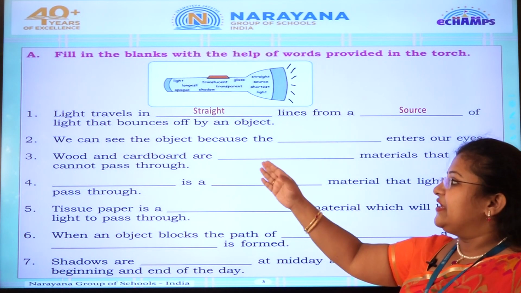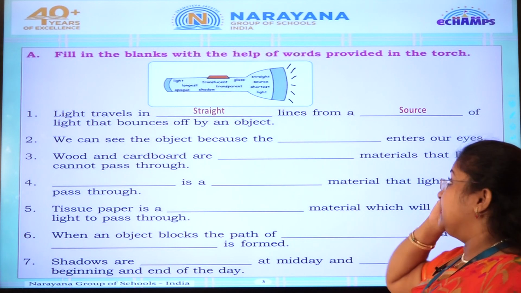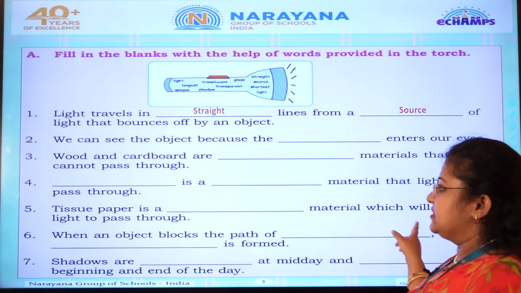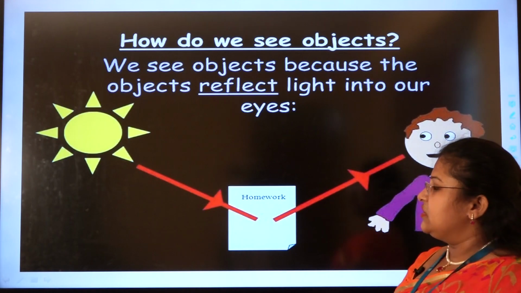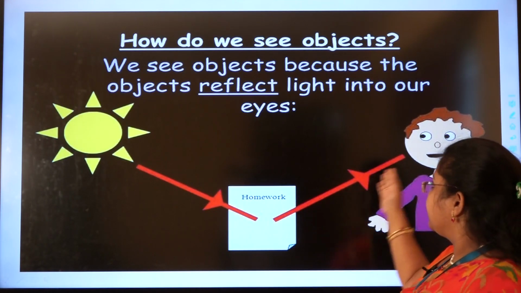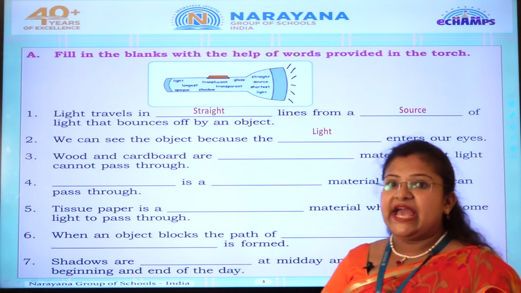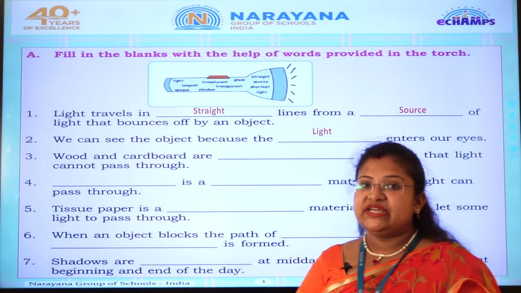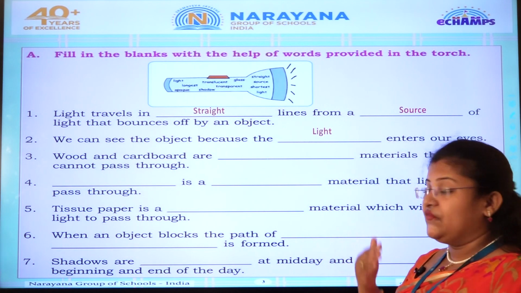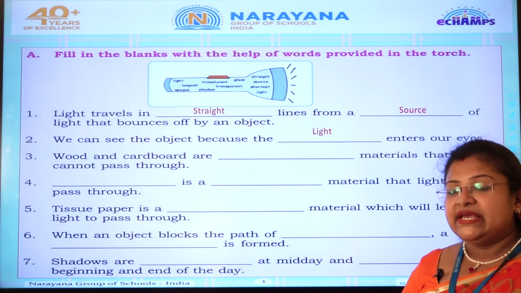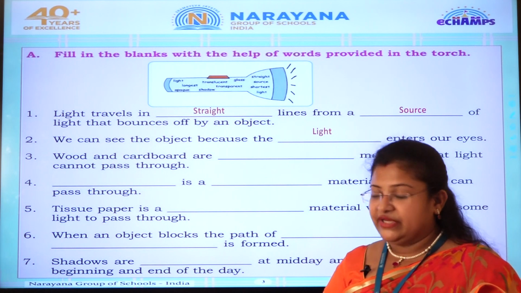Next one is: we can see the object because the dash enters our eyes. What is entering our eyes? What is this, children? It is the light. The light from the source is entering into our eyes. It will get reflected and come to our eyes. Then we will be able to see the object.